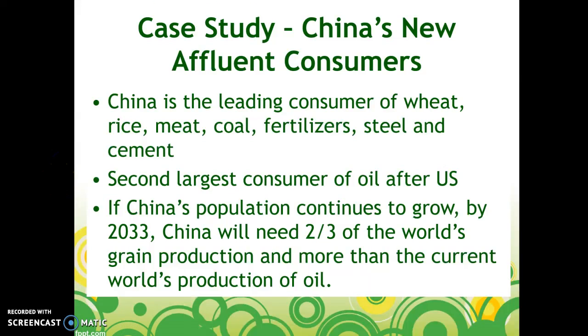So your book looks at a case study which is talking about China's new affluent consumers. China is considered a developing country, but a lot of its population is starting to become more affluent. Currently, China is the leading consumer of wheat, rice, meat, coal, fertilizer, steel, and cement. It's the second largest consumer of oil after the U.S., and this is because their population is so gigantic. If China's population continues to grow, by 2033, China will need 2/3 of the world's grain production and more than the current world's production of oil.